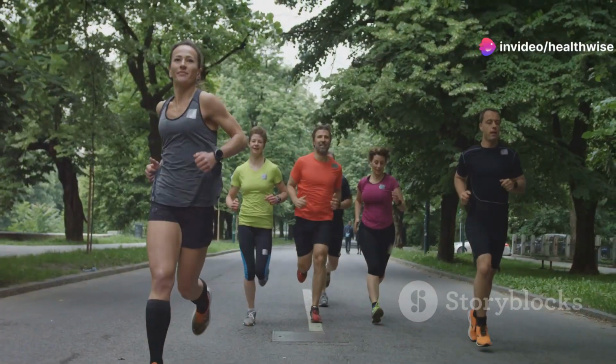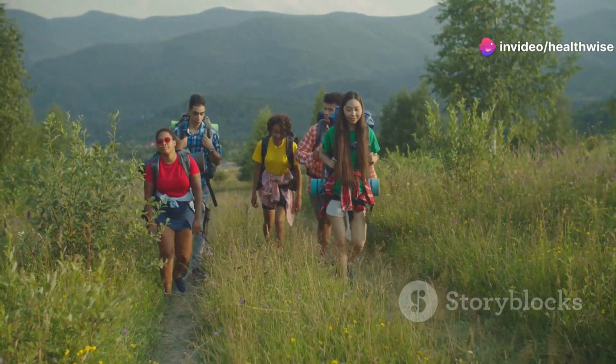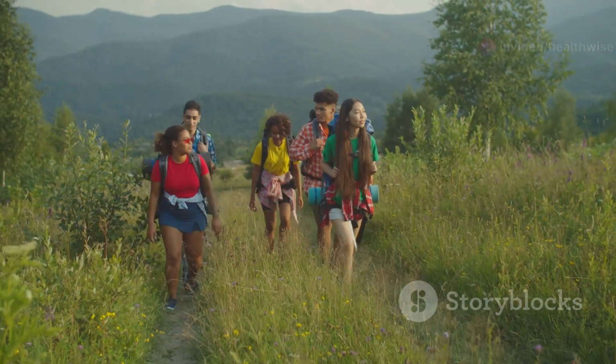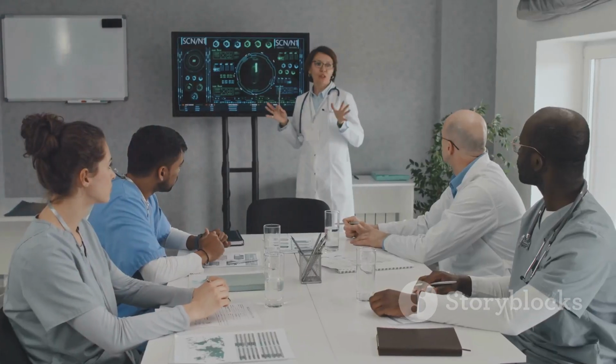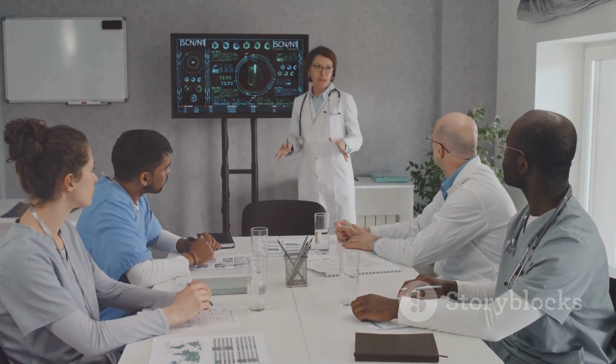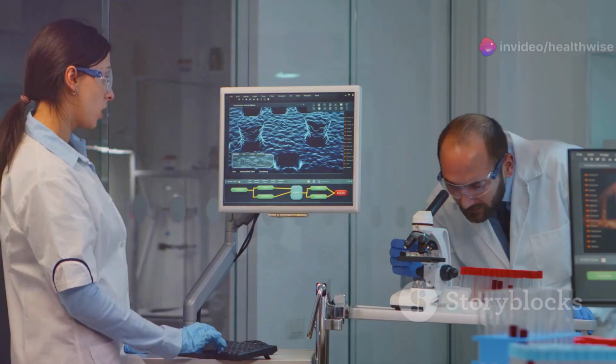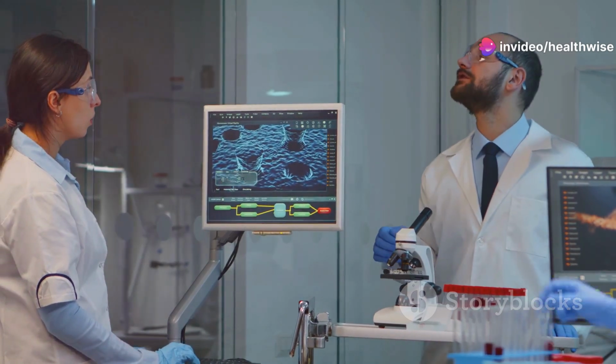Health is more than just the absence of disease. It's a state of complete physical, mental, and social well-being. Understanding the factors that threaten this well-being is crucial for improving global health. This is where the Global Burden of Disease study comes in.